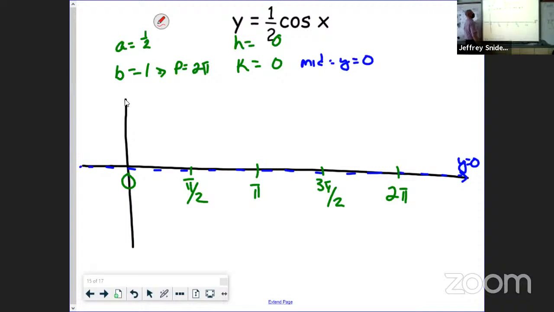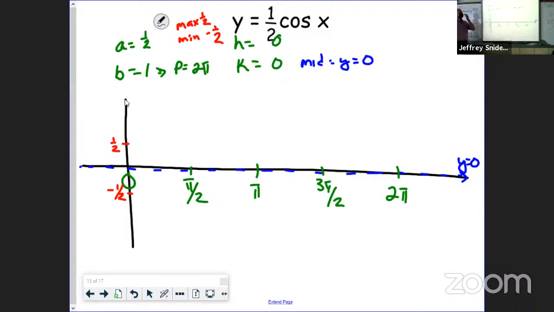Now I look at this and I know that what? Since the amplitude is only a half and the midline's at 0, it's going to have a max at a half and a minimum at a negative 1/2. So right here, this is the half and this is a negative 1/2. There they are. So now we're going to draw our graph. We've got everything to go.